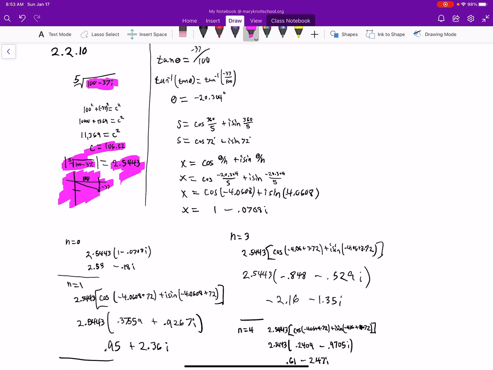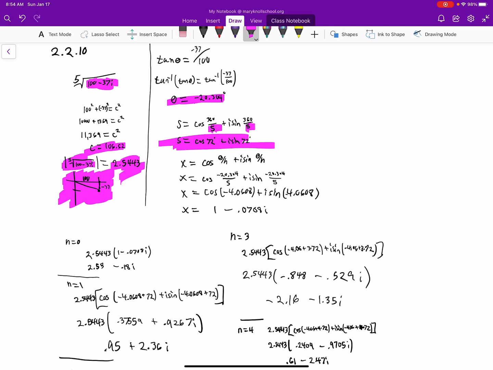So we are looking at this right here again, and we use tangent, and so we find out it's negative 20.304 right here. And then to find the S value, that's on page 20. That's just 360 over n, and n is 5, so there you go. So we find out this whole thing is 72.